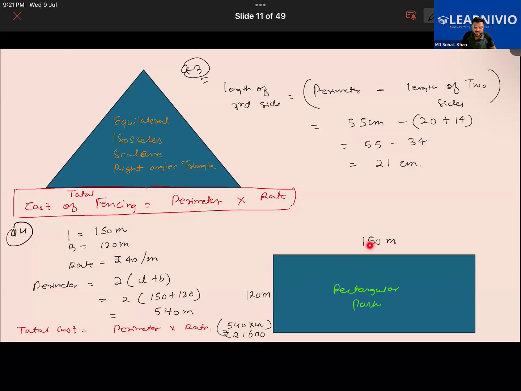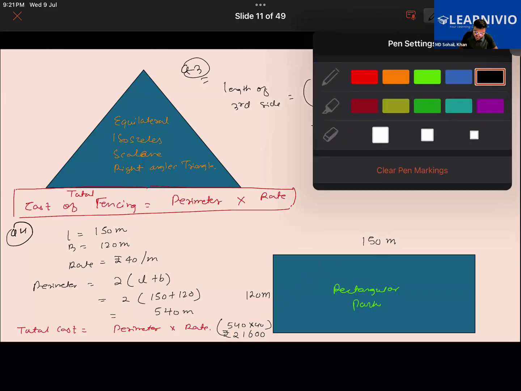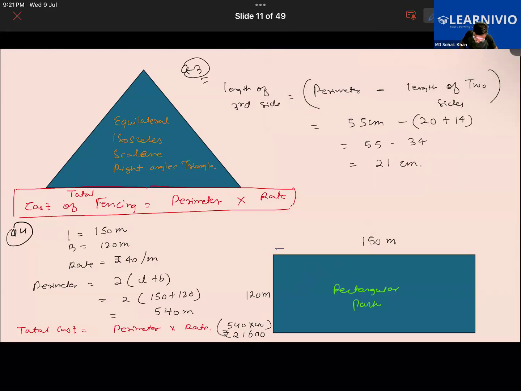Nafis, see, 150 is the length, not the rate. Read the question again. Look at the question. Simply, if we have to make a fence 1 meter in length, that will cost us rupees 40, right? And we have to fence all around, around the length of 540 meters. So 540 multiplied by 40, that is simple. What's the next question here?